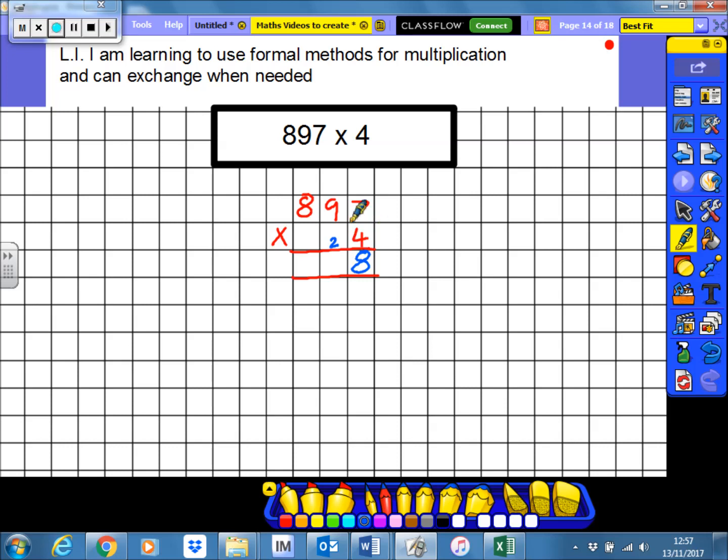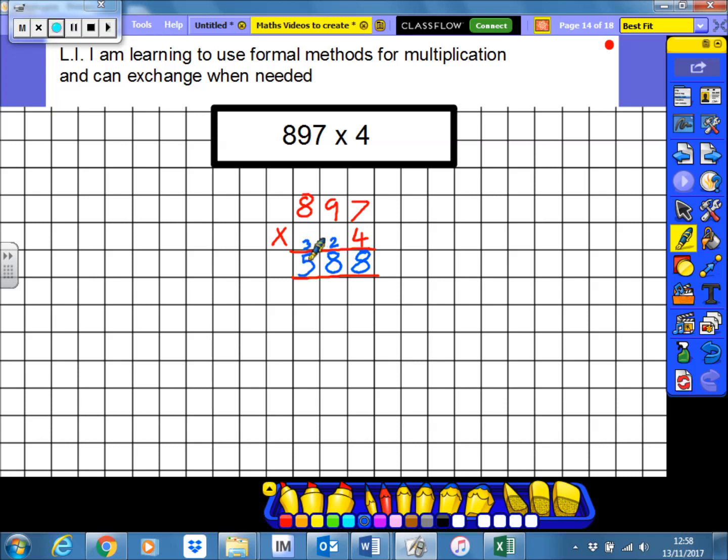Now, 4 times 9. 4 times 9 is 36, but I need to add on the 2, so it's actually 38. So, 38 is made up of an 8 and a 30. Now, the 8 can fit in there, but the 30 is going to have to wait up in the next column. So, it's now going to be added on to the answer of this process here, which is 4 times 8. 4 times 8 is 32. But if we add on the 3, we actually have 35.